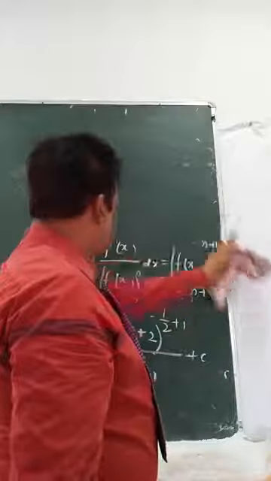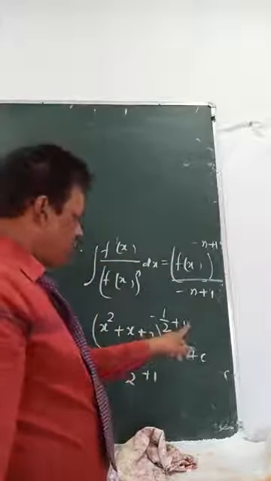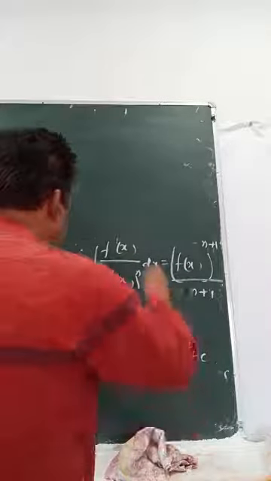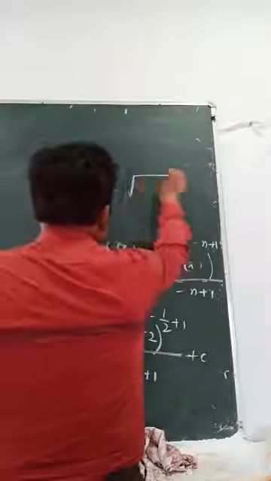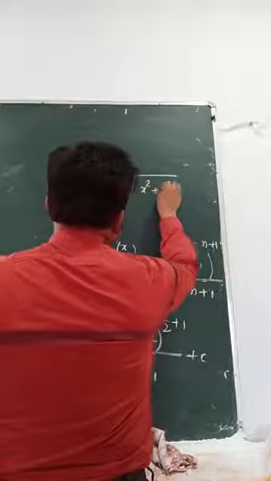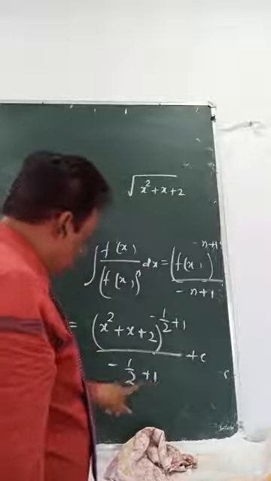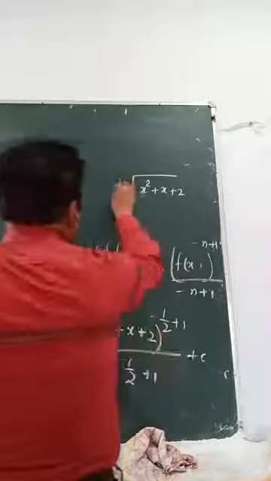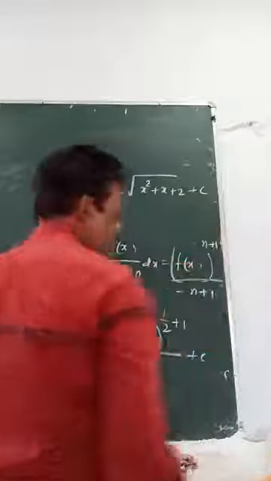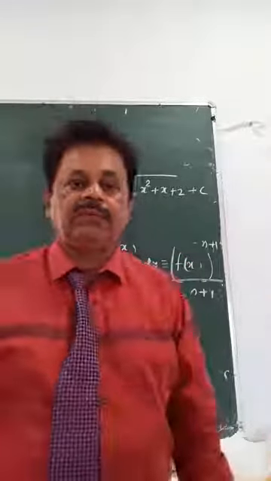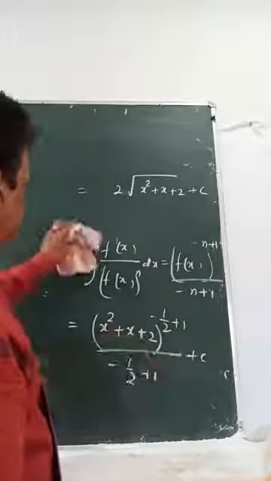Okay, if you simplify, 1 minus half is half, that means it is root of x square plus x plus 2 to the power 1 by 2, and the reciprocal of 1 by 2 is 2, then a constant. See how many steps are reduced. Similarly, we take another one.